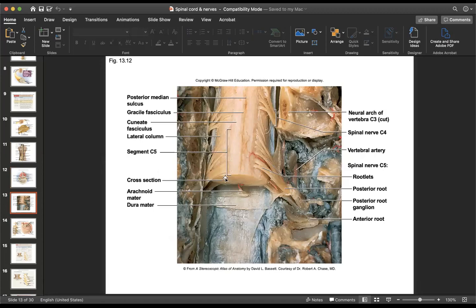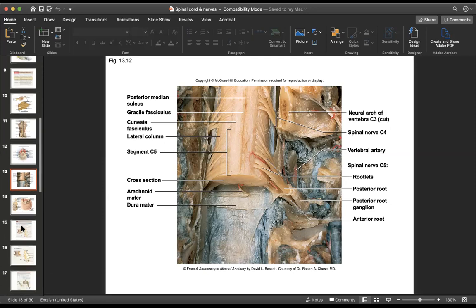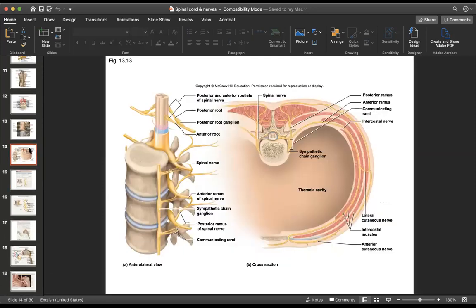Again, I used to like dissecting cats because you'd actually see these little rootlets as they leave the spinal cord. But you see how the rootlets form the root, and the dorsal root ganglion, just like a little swelling. Again, you've got to have a little bit of a wider area to pack all those cell bodies in.